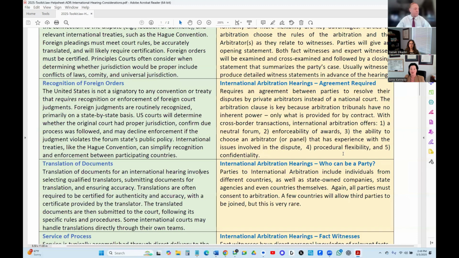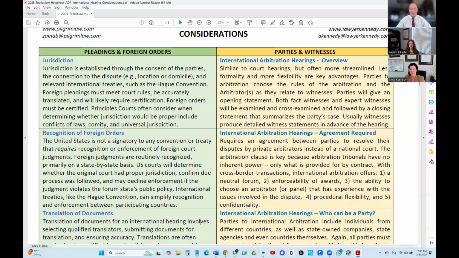You will end up having fact witnesses and also expert witnesses. And expert witnesses can really make or break your case in an arbitration. But if you look at, to start back at the top, a fact witness is a witness that has direct personal knowledge of relevant facts in a case. When you have an international arbitration hearing, the hearing itself comes at the end of the case, where it takes the place of a trial.